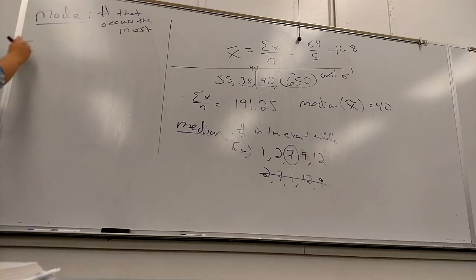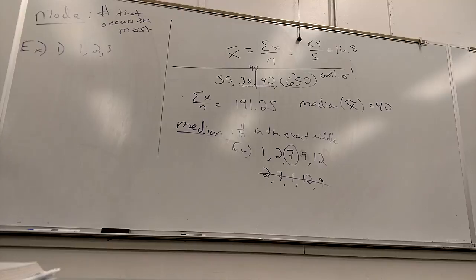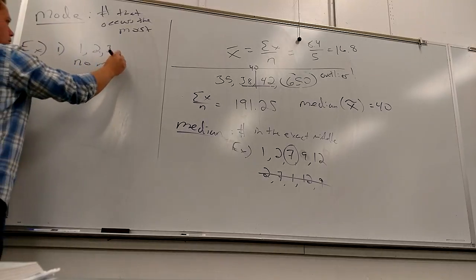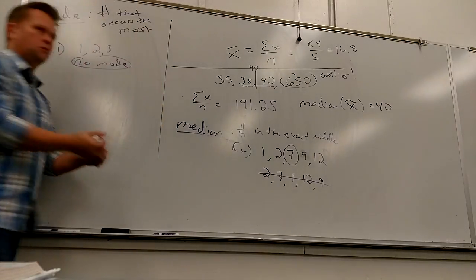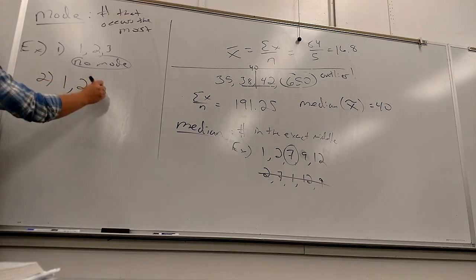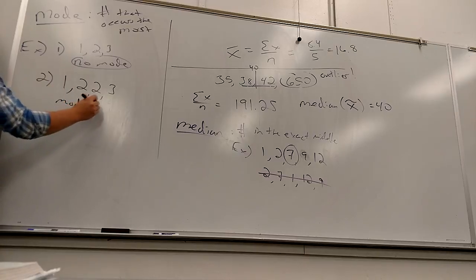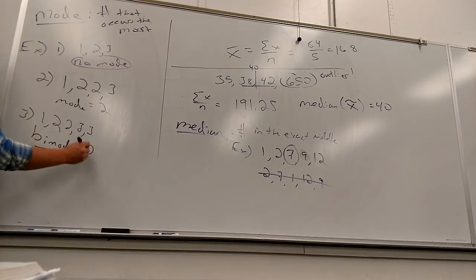So let's do some examples. 1, 2, 3. What's the mode? None. No mode. By the way, there's no symbol for mode. It's just the word mode. What about if I had 1, 2, 2, 3? What's the mode? What about if I had 1, 2, 2, 3, 3? Would you average them? Nope. Bimodal. 2 modes. 2 and 3.